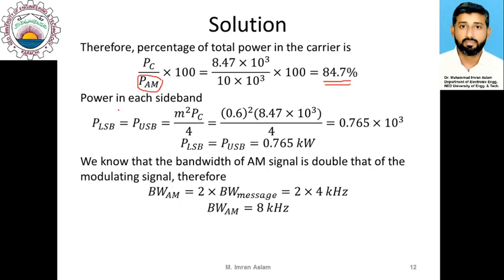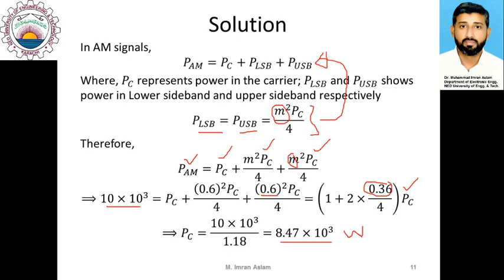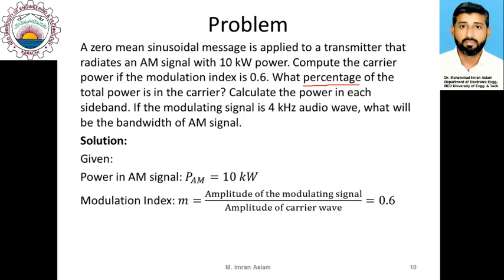Also we need to calculate the power in each of the sidebands. We can calculate the power in each of the sidebands by this relationship, m squared Pc by 4. Now we know Pc, which is 8.47 into 10 raised to power 3. So if I substitute these values, we would see that the power in each of the sidebands comes out to be 0.765 kilowatt.